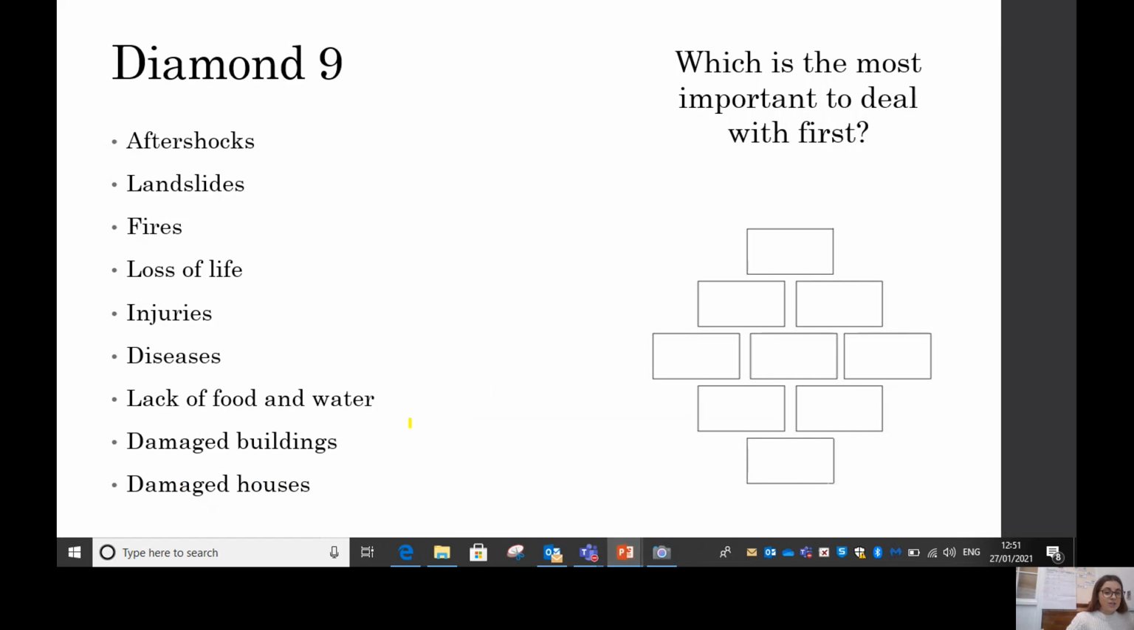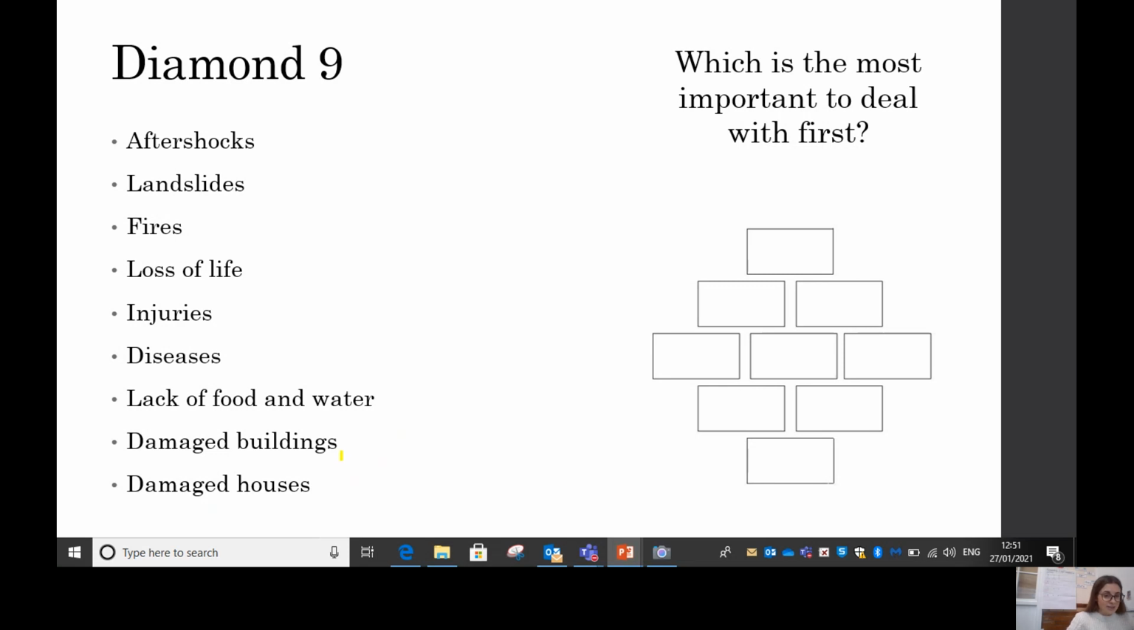My next one that I'm going to go for is damaged houses, because I don't want people to have to stay in temporary accommodation longer than they have to, because that leads to many things such as the spread of diseases, and it doesn't help with the problem of lack of food and water.